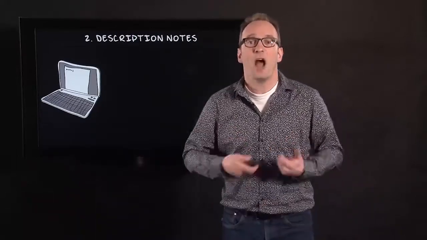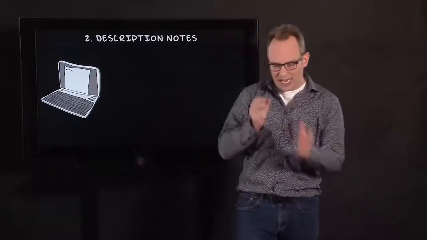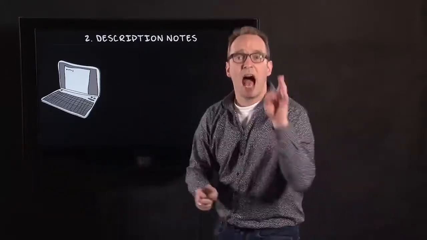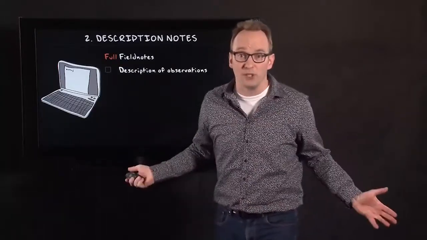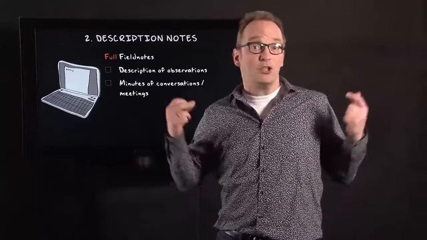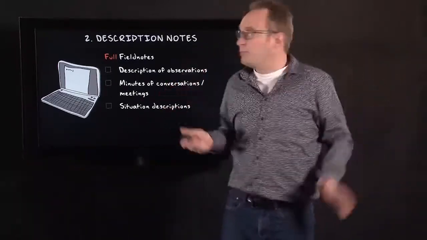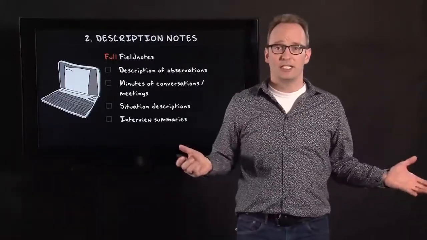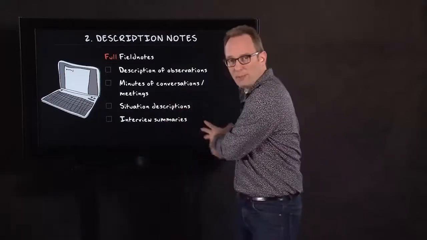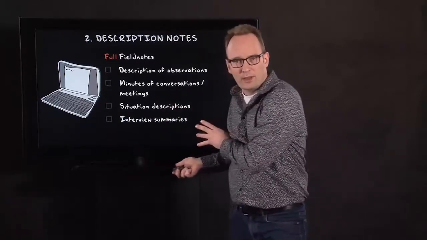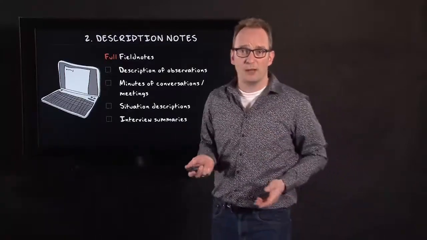Description notes you make afterwards, after something occurred in the field. So in the field you take these little jottings, and out of the field you start writing full field notes, meaning descriptions of observations, minutes of meetings or conversations, situated descriptions or interview summaries. So you write down reflectively afterwards what happened in the field. And you try to write it as completely as possible. Now that's the second type, description notes.